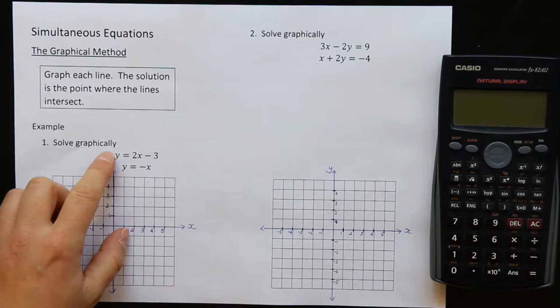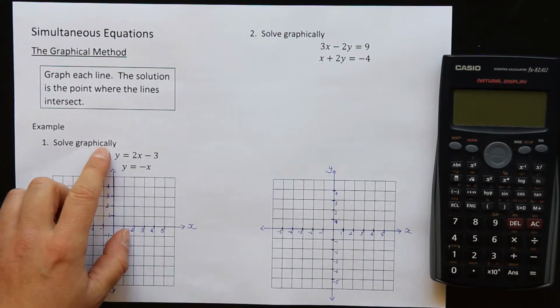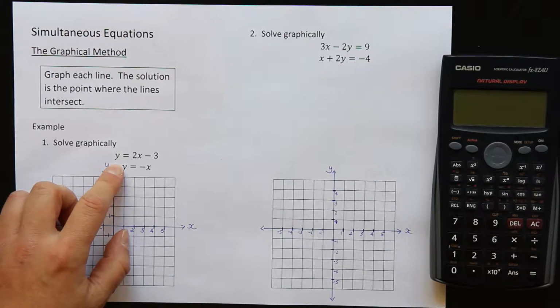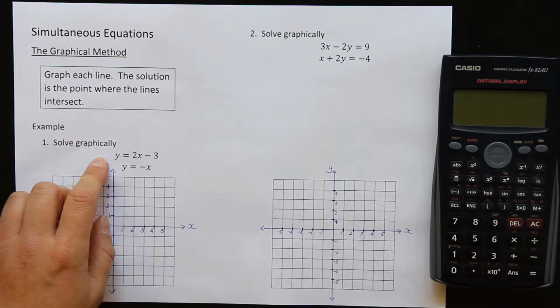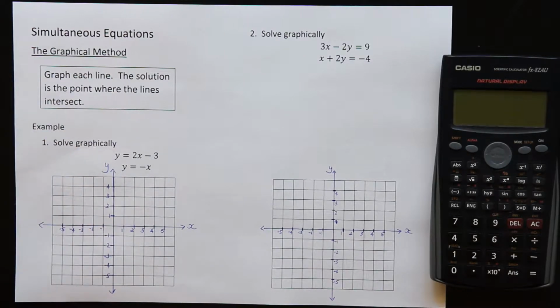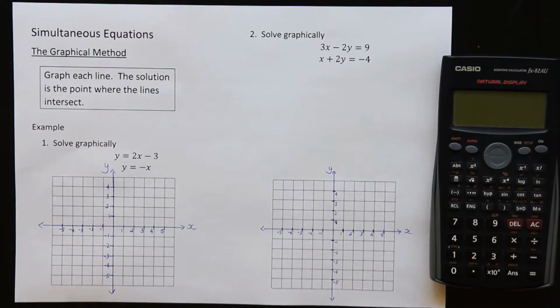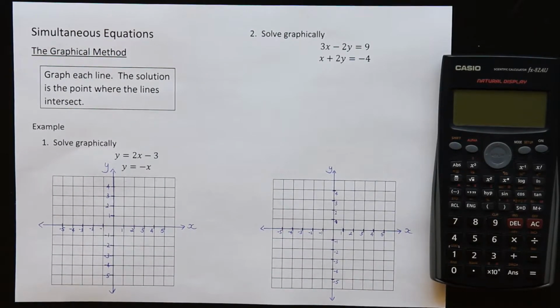What we have is two equations, and to solve simultaneous equations we're trying to find the value for x and the value for y that works for both equations. So using the graphical method means we want to graph the two lines and find the point at which they intersect.